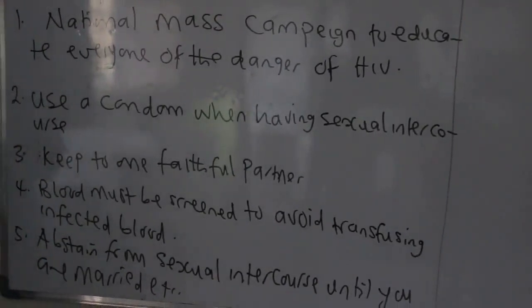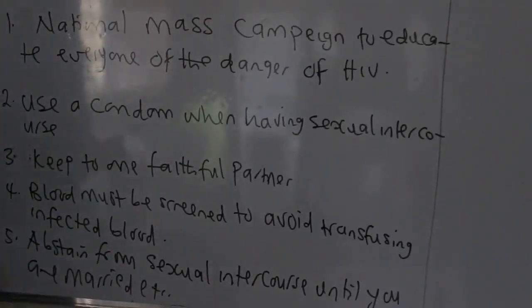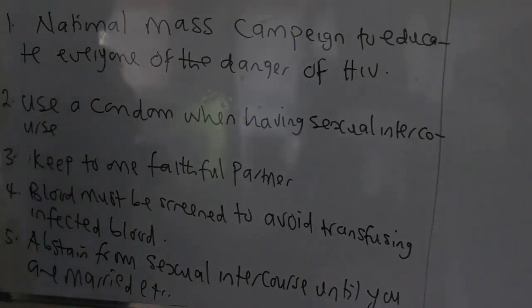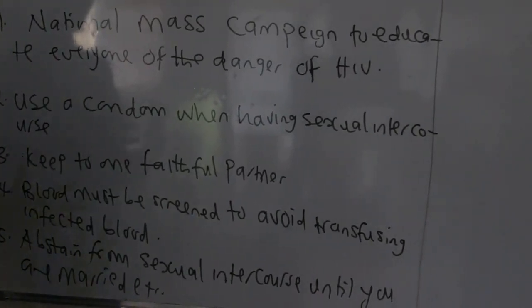And then number 5, which is very important, is abstain from sexual intercourse until you are married. Abstinence is the surest and the most important way of controlling HIV. If we can abstain from sex and also keep faithful to one partner, I think we'll bid farewell to the HIV virus. And with this, we have come to the end of our lessons on some viral diseases of man.